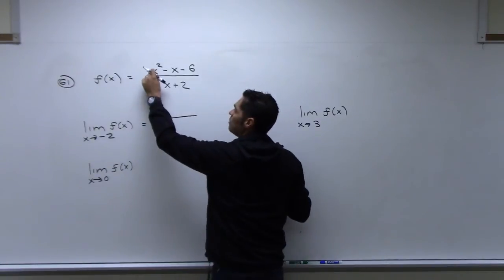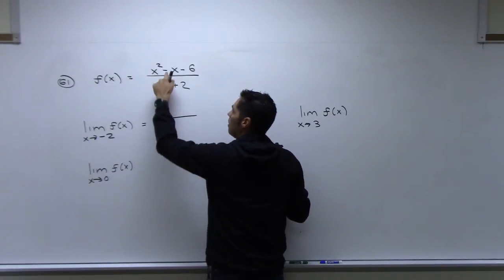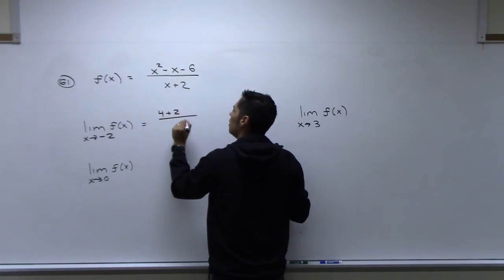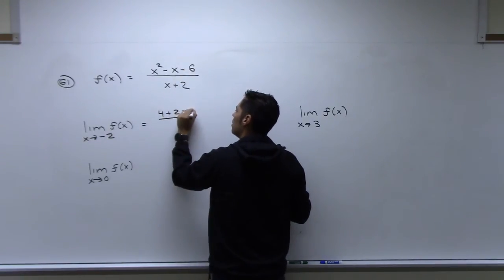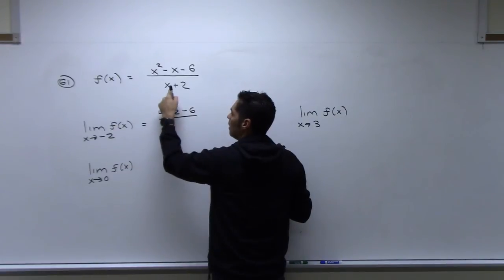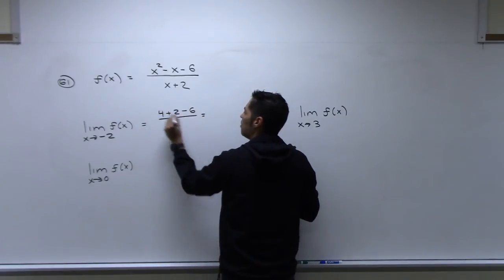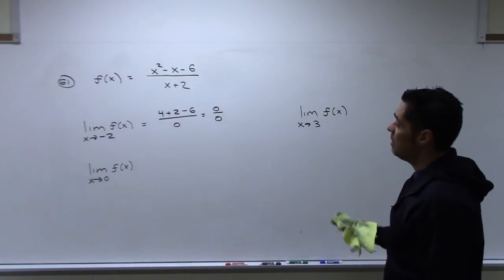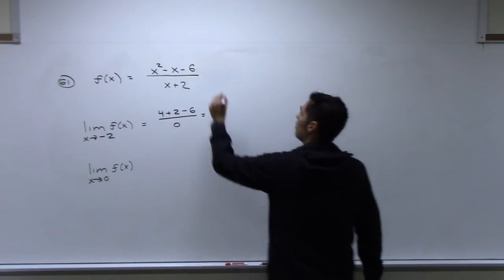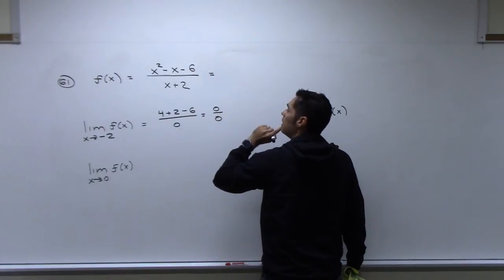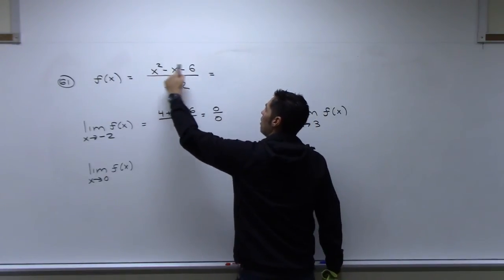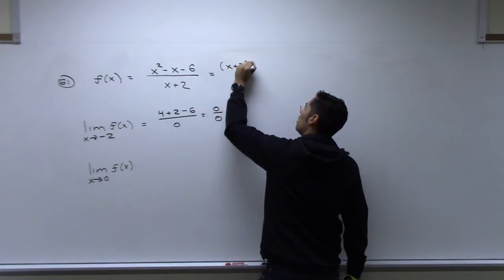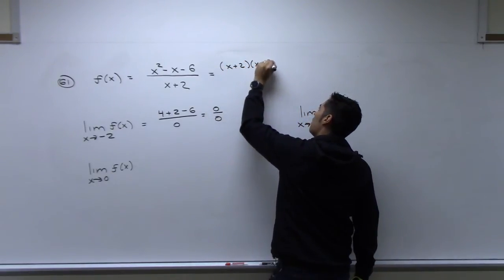Okay, -2 squared is still 4. But minus (-2) is plus 2. And then we have minus 6. And on the bottom, -2 plus 2 is 0. And notice we get 0 over 0 here. If we get 0 over 0, that means we need to try and do some algebra. So let's go back up to this and see what we could have done. What we would notice is that's a trinomial, and that factors. It actually factors to be x plus 2 times x minus 3.